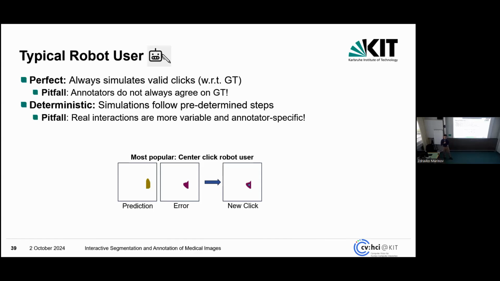It's also too deterministic. Simulations follow a blueprint, these predetermined steps, while real interactions are much more variable. You might have an annotator that prefers to annotate the center of the lesion, for example, and an annotator that goes around the boundary of the lesion. So this is something that you need to discuss with your annotators before you evaluate on a large scale with the robot user.